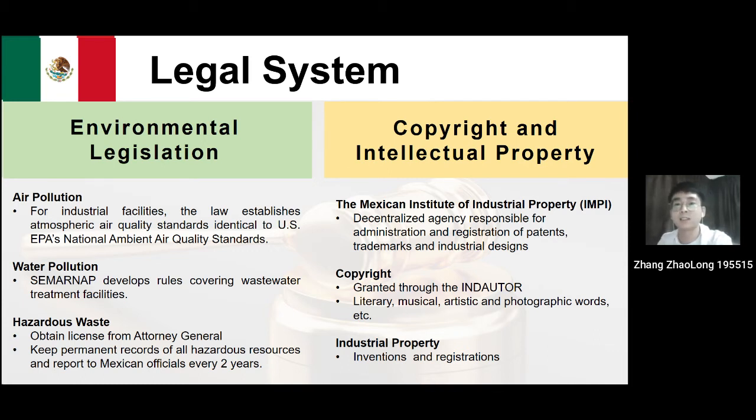And the next is about copyright. In Mexico, we call it IMPI. The agency responsible for the administration and the regulation of patents, trademarks, and industrial designs, and copyright. They include some lectures, museum works, articles, and some photographic works. And the last one is industrial property, which is the invention and registration.